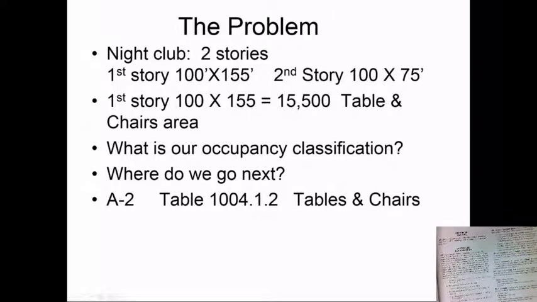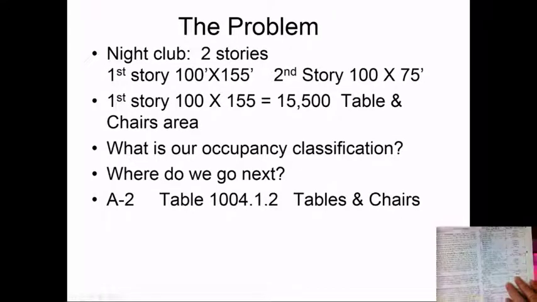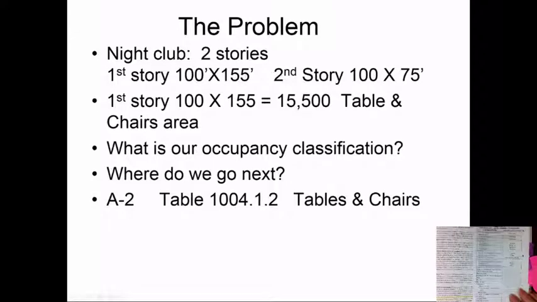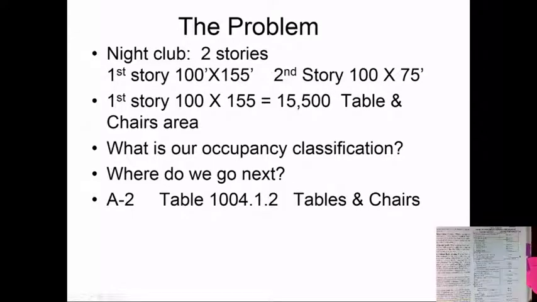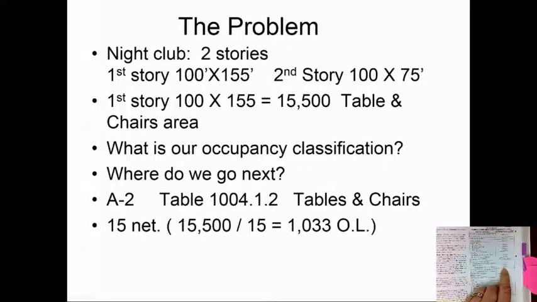Now we've got to go back and look at Table 1004.1.2, which we're all familiar with. We've used that so many times in our last session. And we have assemblies, okay, and it's going to be tables and chairs because it's a nightclub and they're going to be seating and stuff. So now we know we're looking at tables and chairs. It's going to be 15 net.